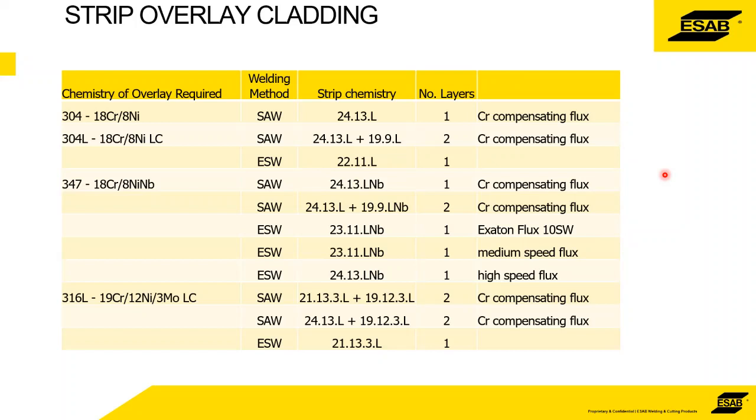All I'm trying to illustrate is that, say, for 347, you're trying to end up with an 18 chrome 8 nickel and niobium overlay. So we've got 1, 2, 3, 4, 5 options, 2 with submerged arc and 3 with electroslag welding. Okay, so there are options. It's not a single answer. There's not a single option that you have to go down.